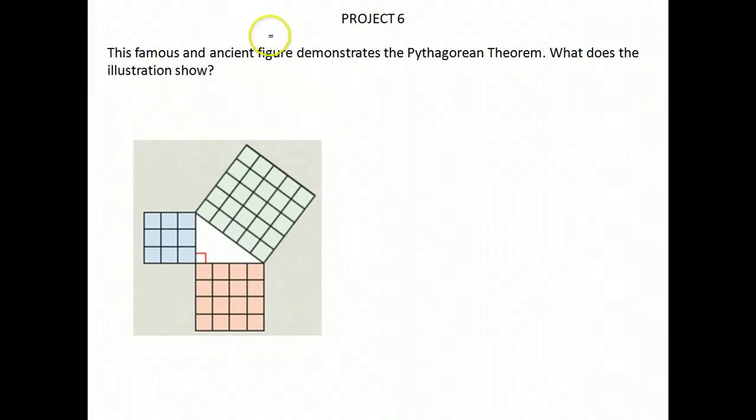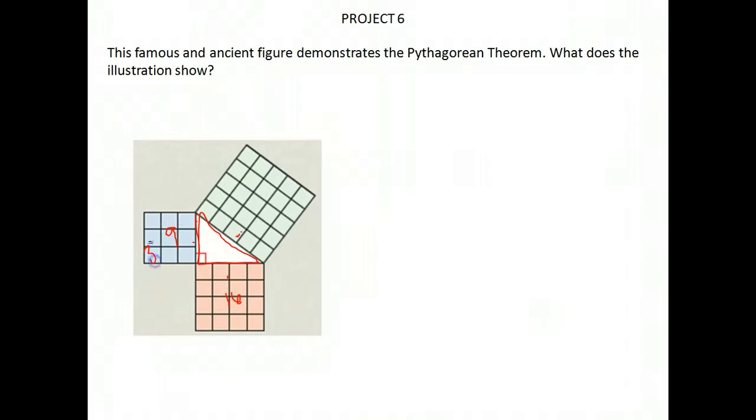Okay, so this famous ancient figure demonstrates the Pythagorean theorem. What does the illustration show? Well, notice here we have our right triangle, okay? And remember the Pythagorean theorem compares the lengths of the legs to the length of the hypotenuse. Okay, well, if we look at this, they've attached these squares on here. So how many squares are here? 3 times 3 is 9. Here we have 4 times 4, or 16.